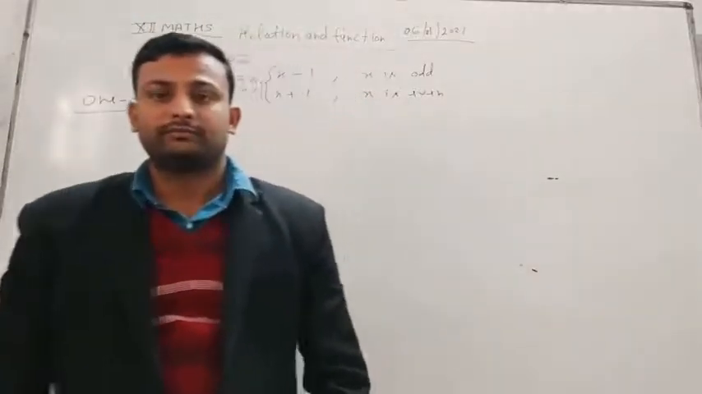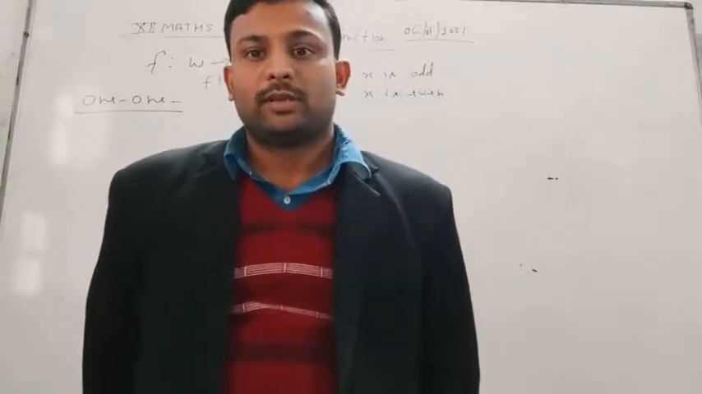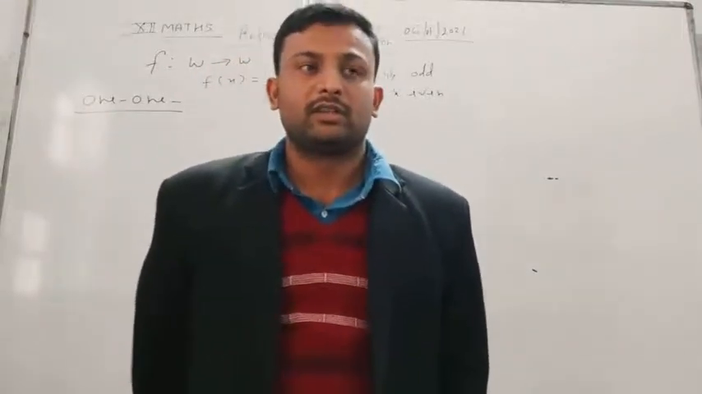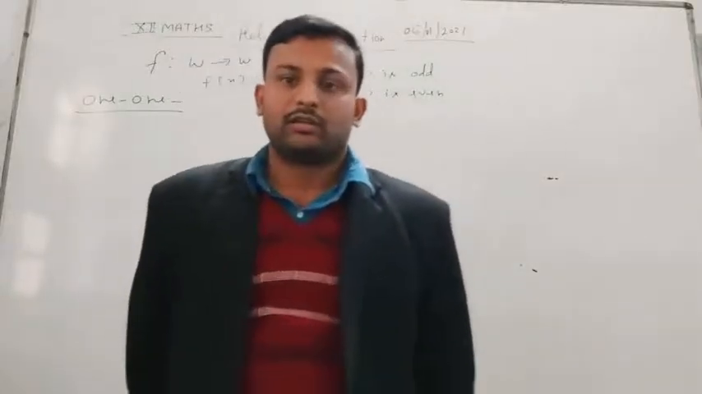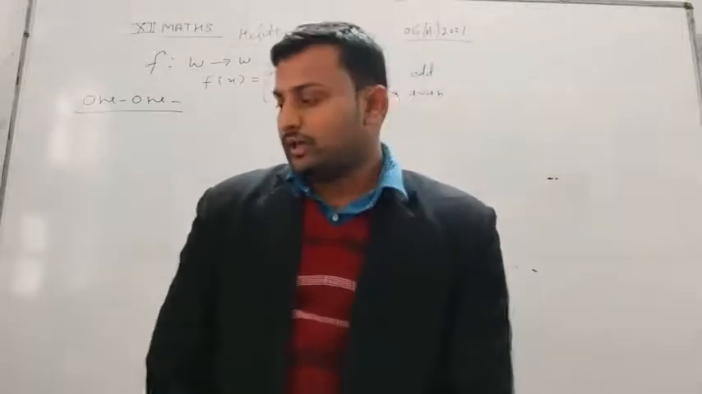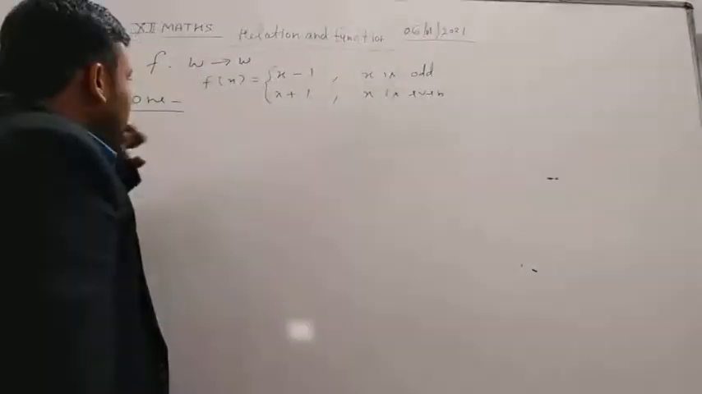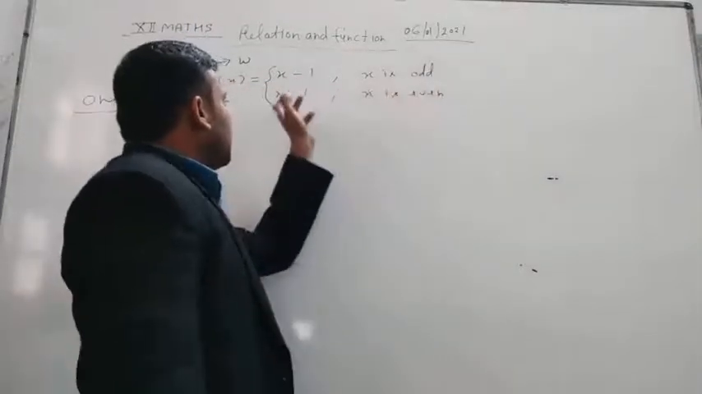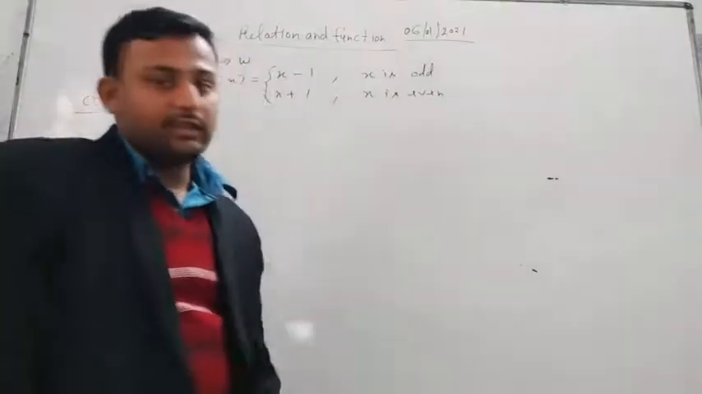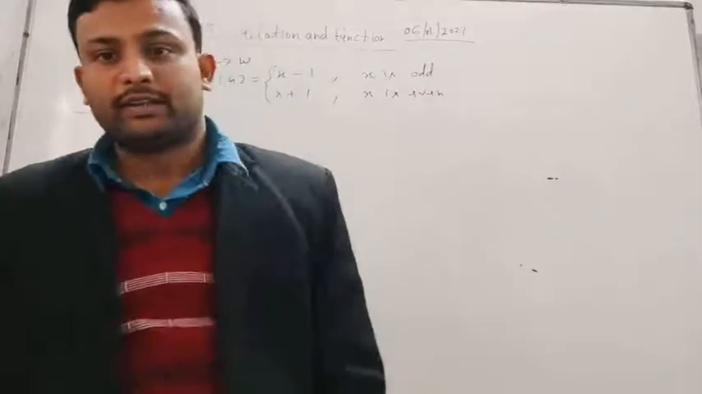Good morning, student. From today, we will start a revision of chapter first, which is relation and function, under which we will take the board examination question and solve it. Okay, student. So we are taking first question, which is f from W to W, where W is whole number, and f(x) is defined by x minus 1, where x is odd, and x plus 1, where x is even. Okay, student. So we have to show that this function is a bijective function.